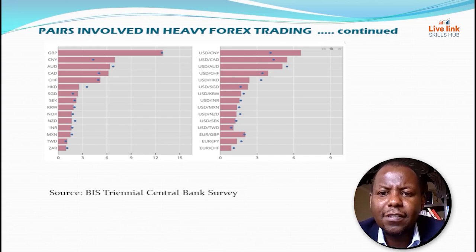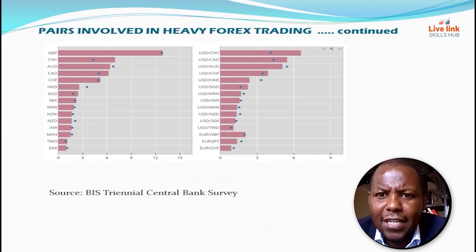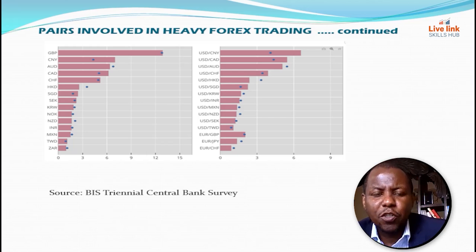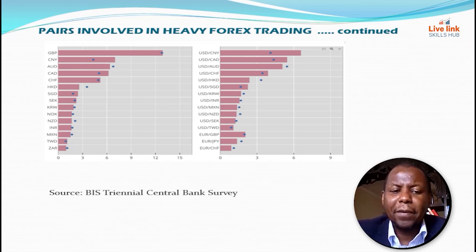Before we go on, there's some information here from the Triennial Central Bank Survey. It shows the strength of these particular pairs. So these are pairs to look out for. When you're determining what you're going to trade, these are good pairs to look at in times to come. It's your choice. When you go to the platform, you will be able to identify which particular pair you want to trade.